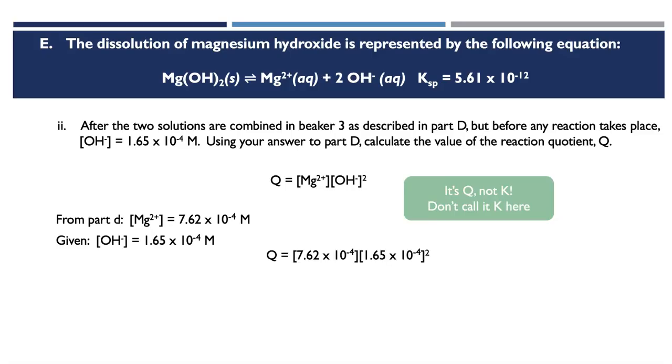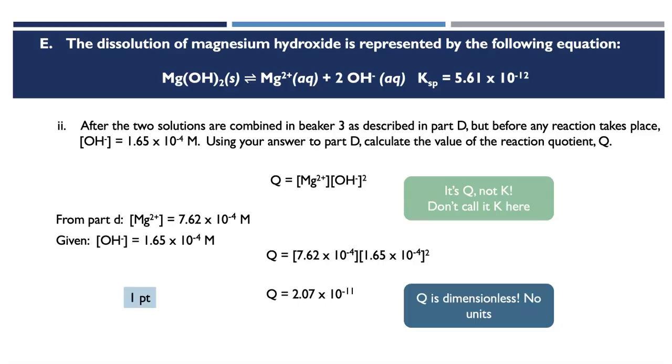We do want to make sure we actually square that hydroxide ion concentration. We don't double it or anything. We just put it in just as it is because we're using the concentrations we have at that moment. And we get a value of 2.07 times 10 to the minus 11 for Q. So if you did all your calculations correctly and you're using your answer from part D and they match what they're supposed to be, this is what you had to do to earn 1 point. If you had made a mistake in your answer to part D but used it appropriately here in E part 2, you can still get credit for doing this part of the problem correctly. I do want to remind you that Q is dimensionless, so there should not be any units reported with Q.